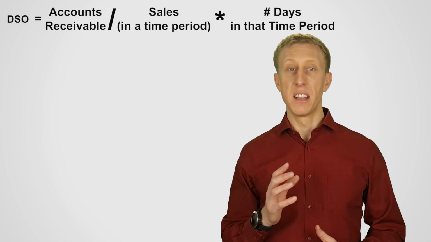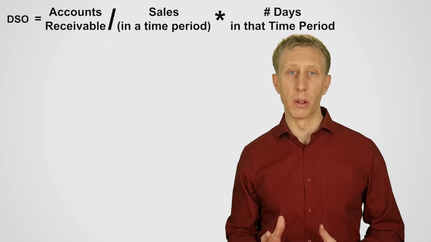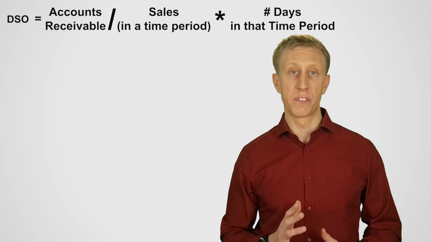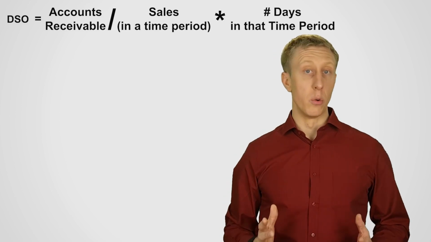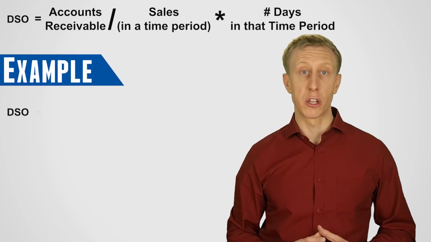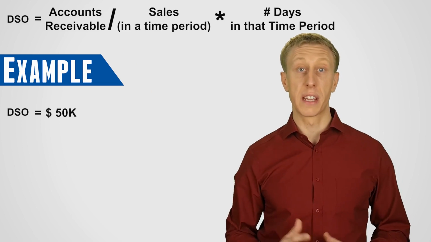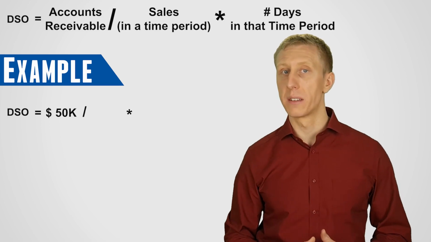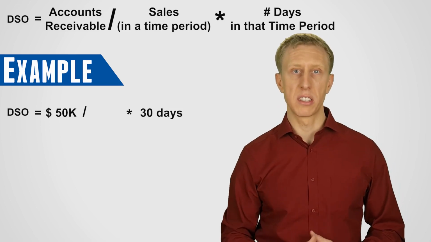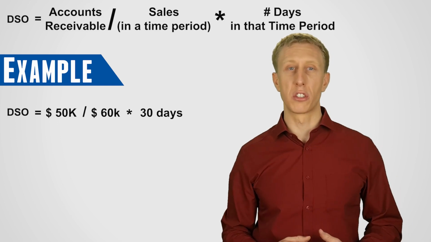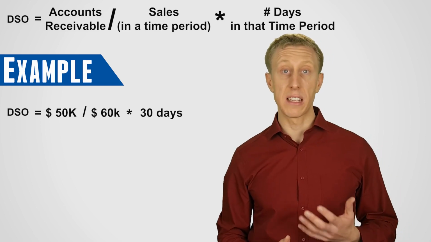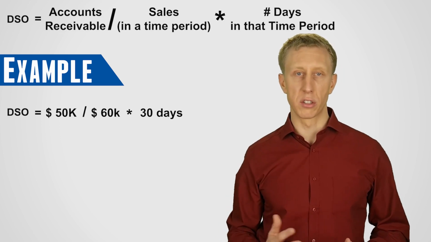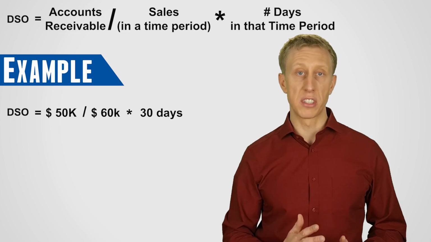The formula is DSO equals accounts receivable divided by sales in a time period, multiplied by the number of days in that time period. So, for example, if the bed-selling shop has $50,000 of accounts receivable, that's the value of the beds already sold but not paid for yet, and in the past month, the past 30 days, they have sold $60,000 worth of beds, then to calculate the DSO we do $50,000 accounts receivable divided by the sales revenue that month times by 30 days.